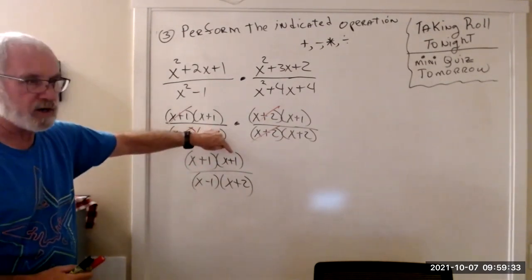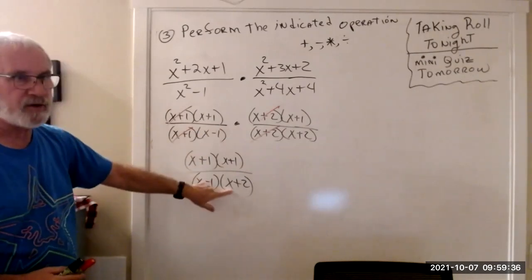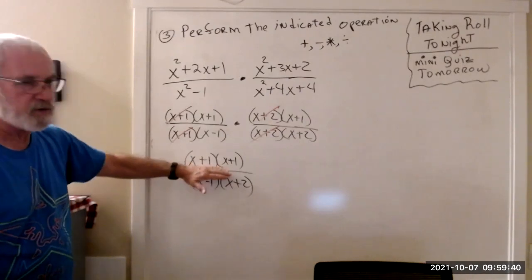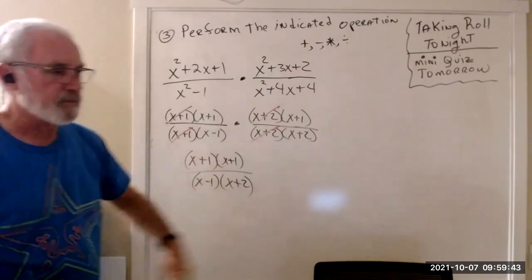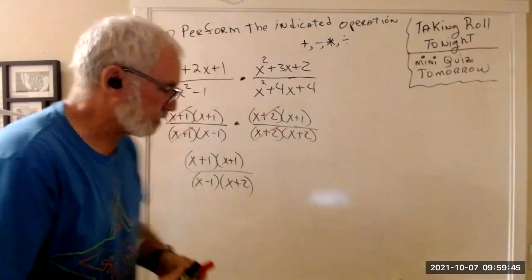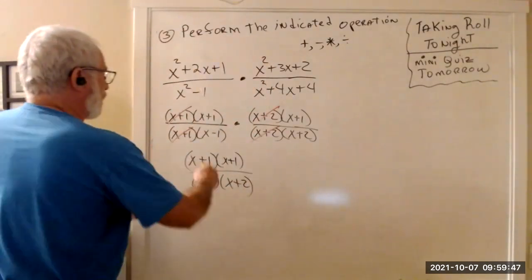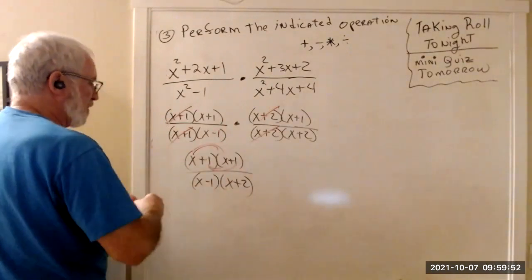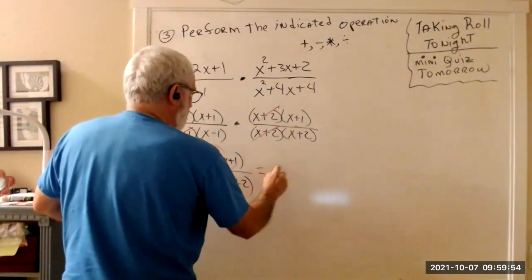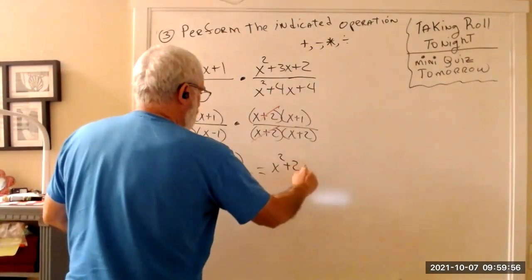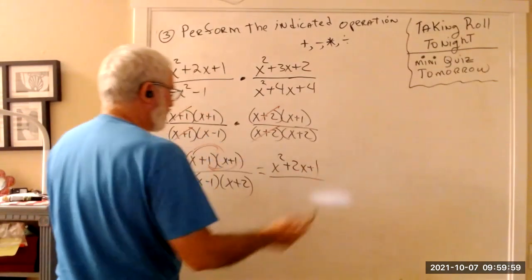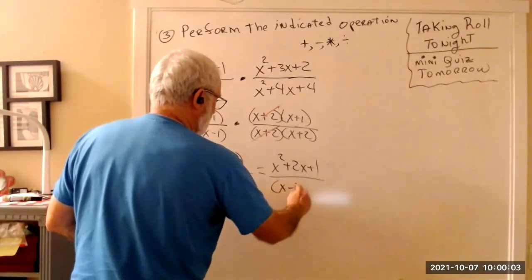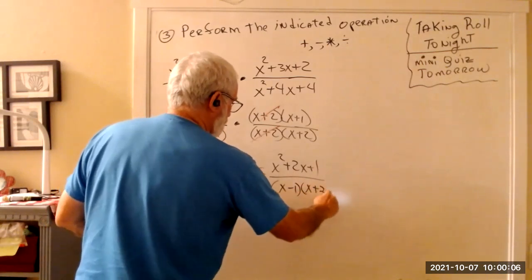Multiply the numerator out, leave the denominator factored. Sometimes the teacher will allow you to leave the numerator in factored form, but multiplying it out, this is where we use that matrix box or whatever trick you use to multiply those two together. Those two become x squared plus 2x plus 1. And then I said leave the denominator factored, so we can leave it as x minus 1, x plus 2.